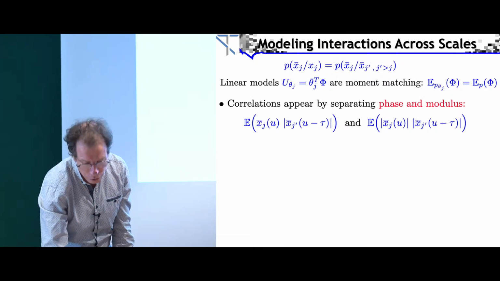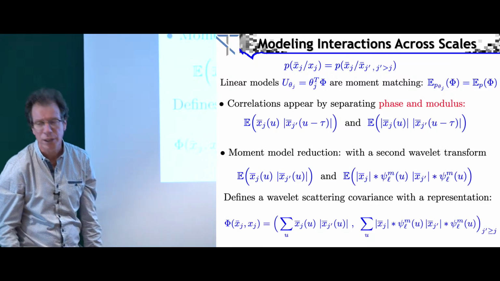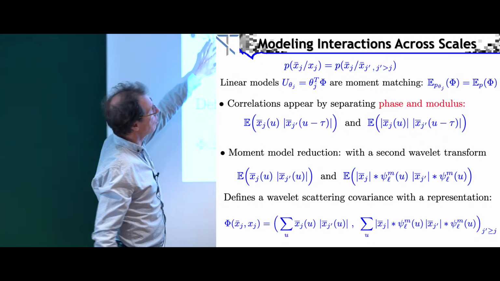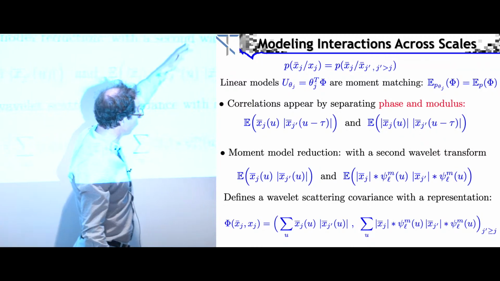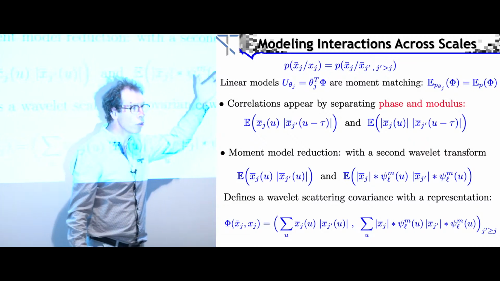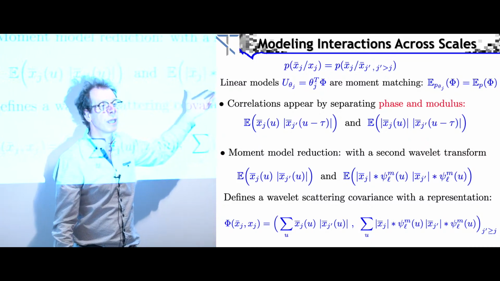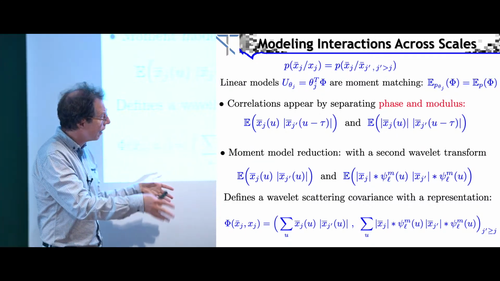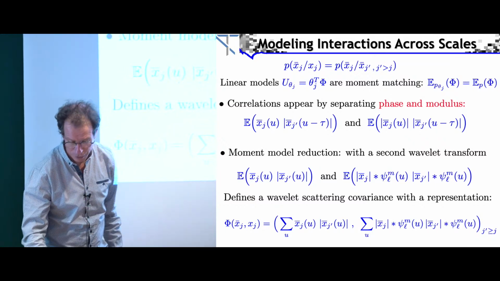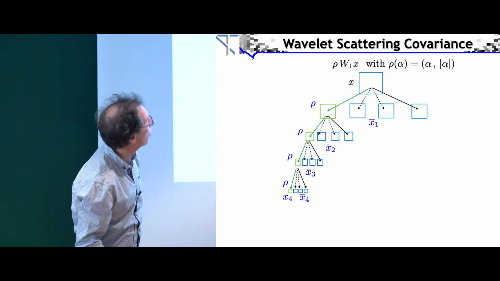Now, I'm going to go briefly on that, but if you want to reduce the number of moments, you have big covariance matrices. You want to compress these covariance matrices, and you can show that, again, the way to do it is to retransform them into a new wavelet basis. And so you have a cascade of wavelet basis, nonlinearity, wavelet basis. That's what I'm going to illustrate here.